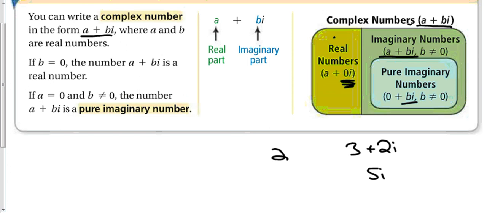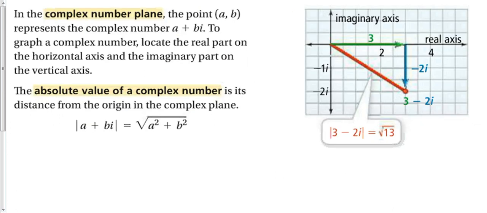Now, all of these together, the real numbers and the imaginary numbers, are all part of a set called the complex numbers. Okay? So try not to get confused about that. So, when we want to graph complex numbers, we have to graph them in the complex number plane. And the point (a, b) represents the complex number a plus bi.